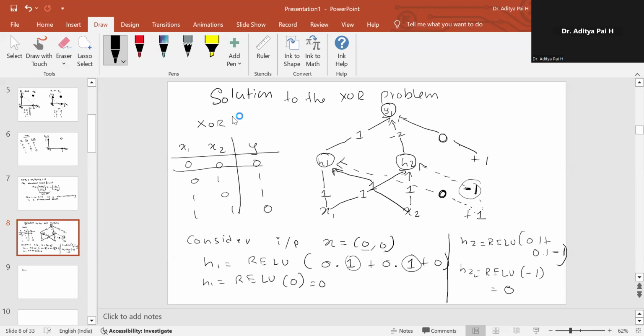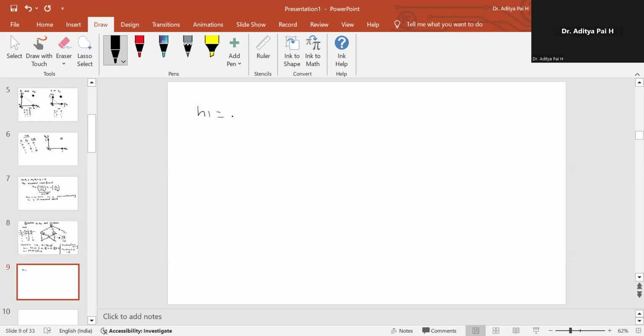If you have any confusion about the ReLU function, you can visit the video explaining the ReLU function. Now we can see that h of 0 comma 0 is what we had seen right now. When this h of 0 comma 0 is applied to y, what we'll be getting is y is equal to 0 into 1 plus 0 into minus 2 plus 0.